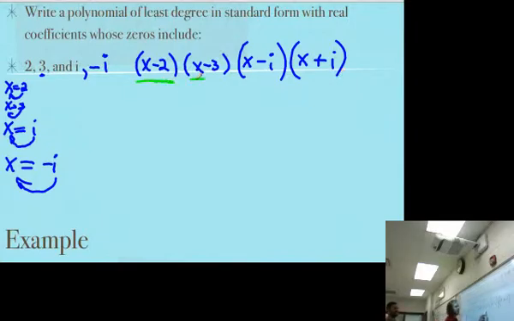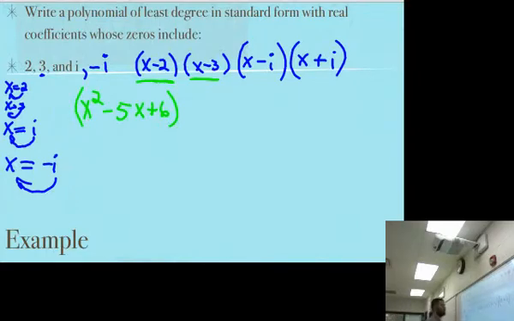I would FOIL these two first, get an answer, and FOIL those two second, and combine. So I'll FOIL these two. We've got x squared, minus 3 minus 2, minus 5x plus 6. And that color is awful, isn't it? Yeah. All right. That's all right.